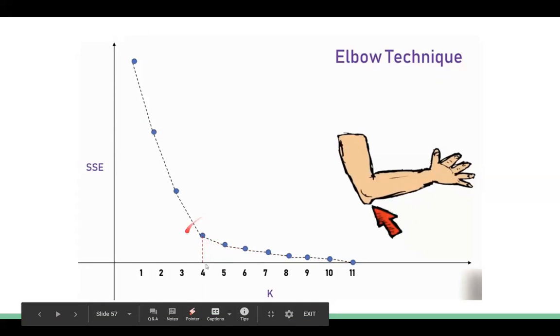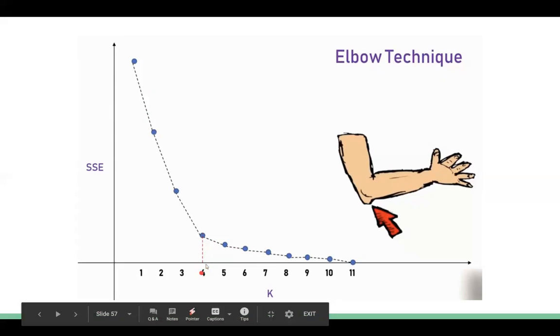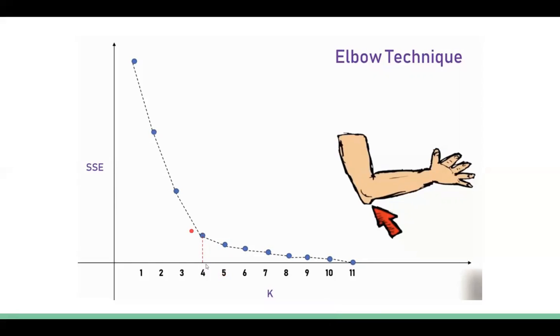So this is the point which looks like an elbow, and you have to find out at what k you got that error. For this particular data, k is equal to 4. That means having four clusters is actually an optimal solution. That is how you can decide what the k value should be in a k-means clustering algorithm.